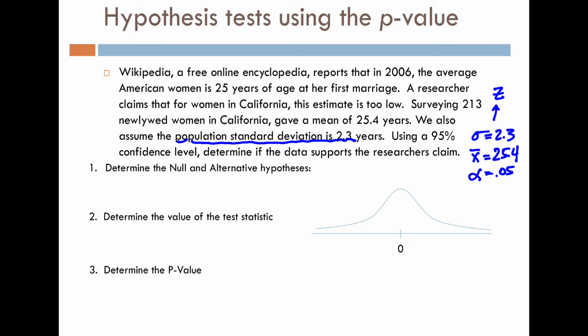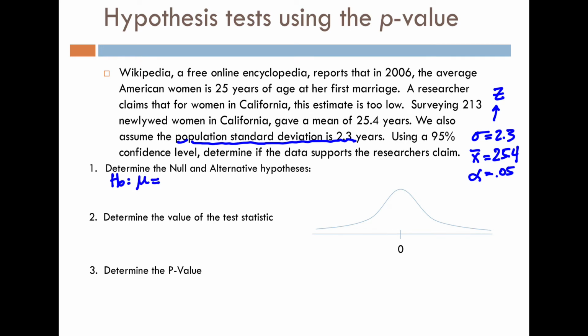Now, what's being disputed here is the average age for American women, and we're specifically looking at women in California. Now, it's just assumed that it's 25. According to the Wikipedia, this is for women in America in general. And what we're saying is, all right, let's look at women in California and see if they have the same average age. The claim by the researcher is that this estimate of 25 years is too low. And so he or she believes that it's greater than 25.